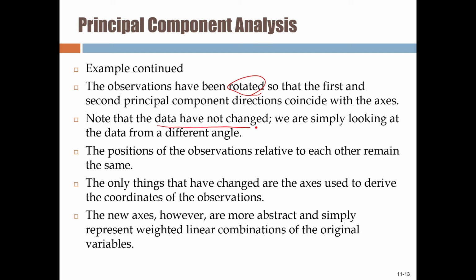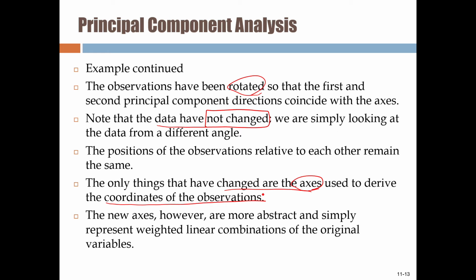The data has not changed yet, right? It's not changing. It's still there. We just change the axis. So we are calculating the new independent variable. The position of the observations relative to each other remains the same because we are not actually changing the data. We change the axis, and then we change the coordinates of our observations.